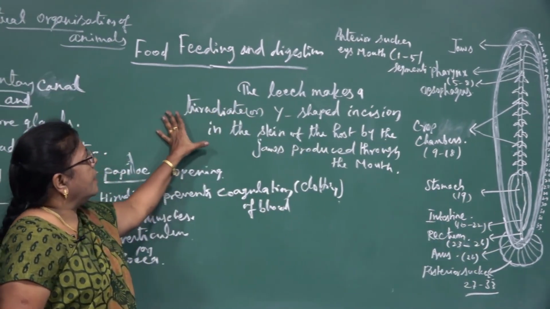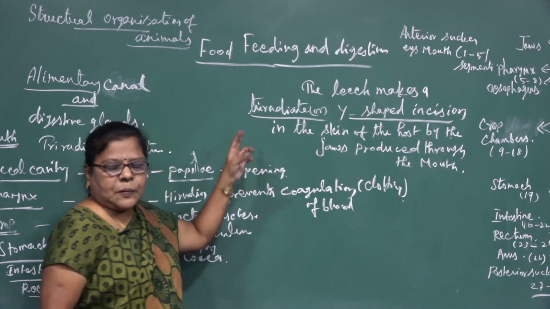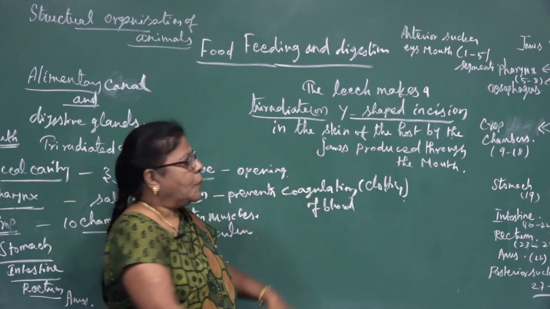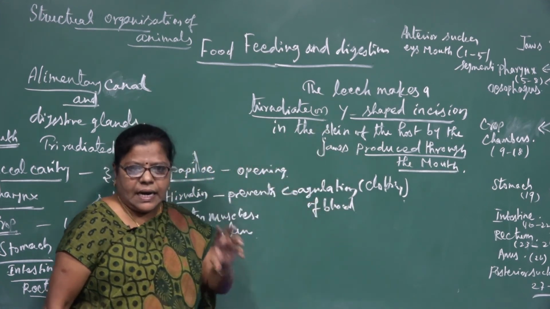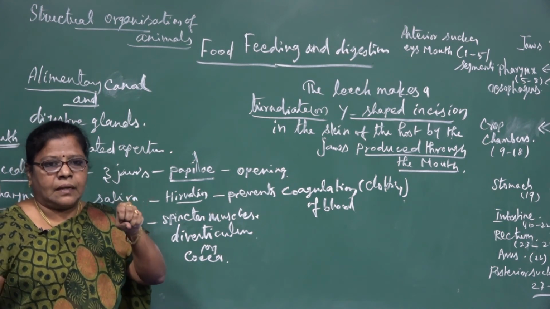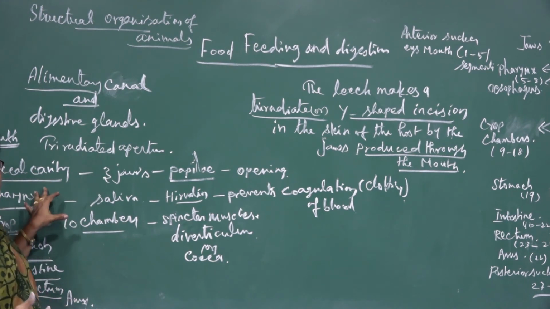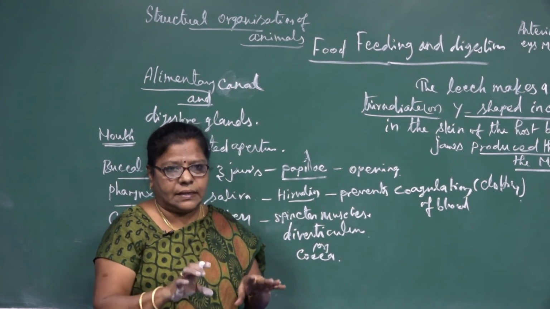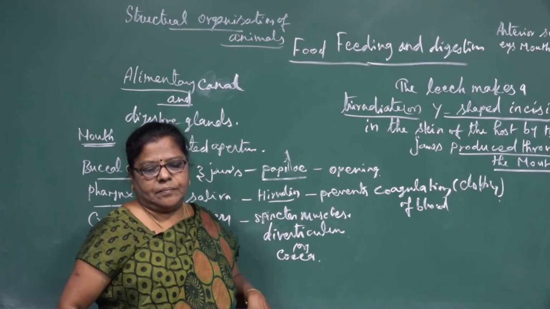The leech makes a triradiate or Y-shaped incision in the skin of the host body with the jaws produced in the mouth. With the help of this Y-shaped incision, it sucks the blood from the host body. Blood is sucked by the muscular pharynx. Already we know the muscular pharynx is surrounded by the salivary gland. The salivary gland secretes saliva, which is poured into the blood.